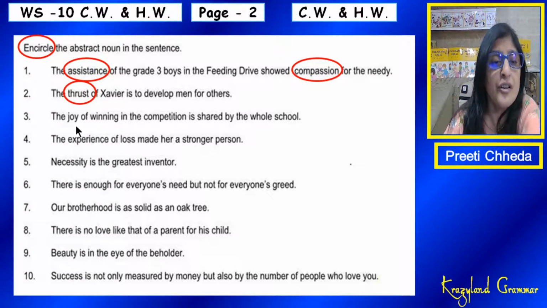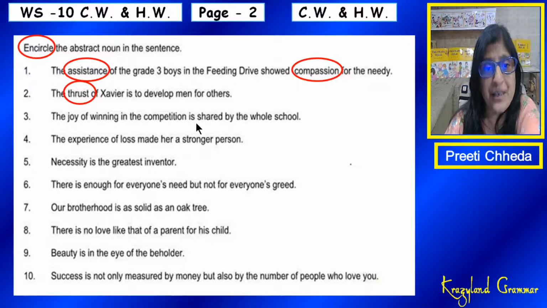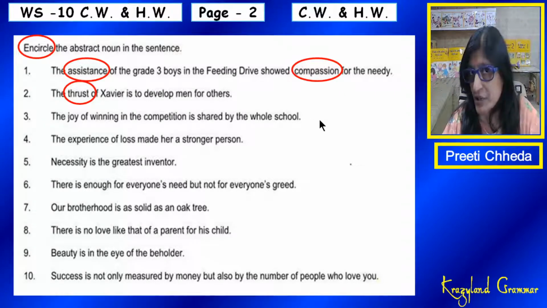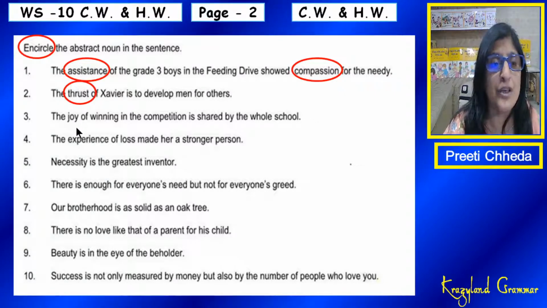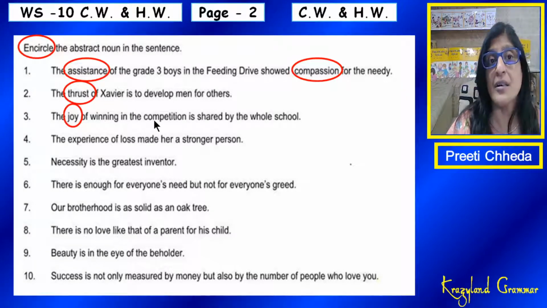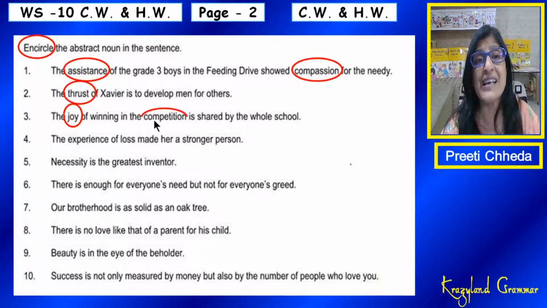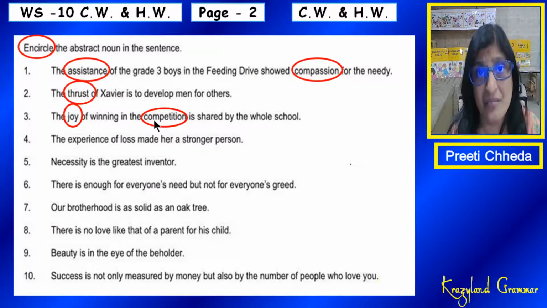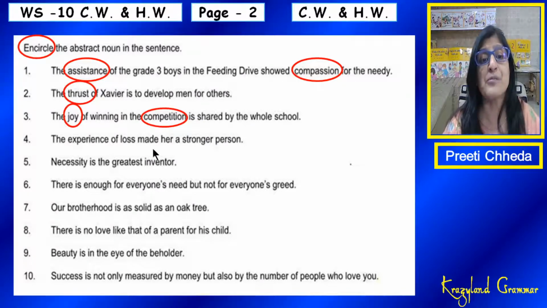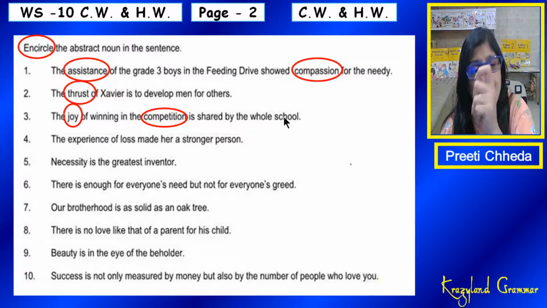The next one. Number 3, the joy of winning the competition is shared by the whole school. Now check word by word. The, no. Joy, yes. Joy means happiness. Winning, no. The, no. Competition, yes. Competition is an abstract noun. You say, ma'am, we see competition every day. You see the participants, you see the tracks, but you cannot see the competition, right? So competition is an abstract noun. Is, no, shared, no, by, no, the, no, whole, no, school, no. So always check word by word.